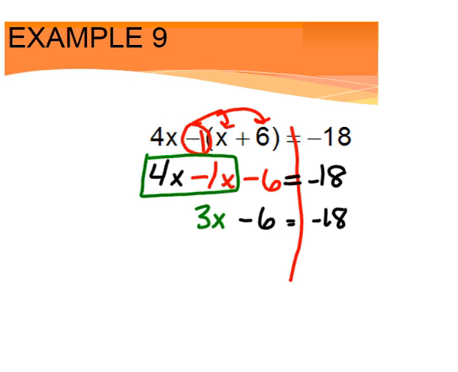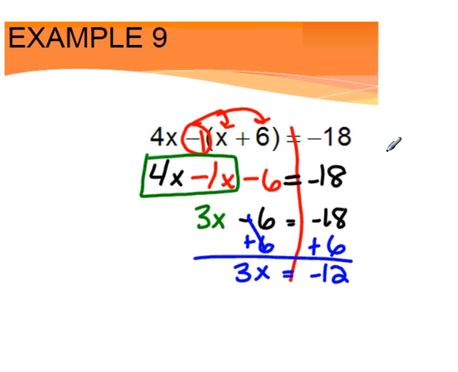Now that we've taken care of the distribution and the multiplication, and the combining like terms, we can start to solve this, which means I need to inverse the constant on the side with the variable. Over here with the variable, I have a constant. So I'm going to inverse that. Because it's negative, we're going to use addition, and we're going to add 6 to both sides. That will leave me with 3x equals -12.